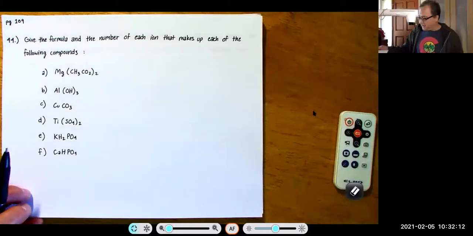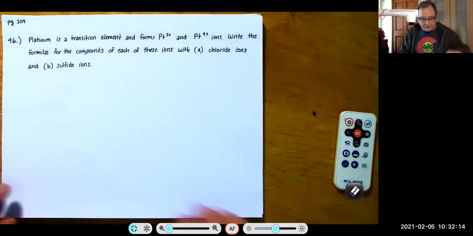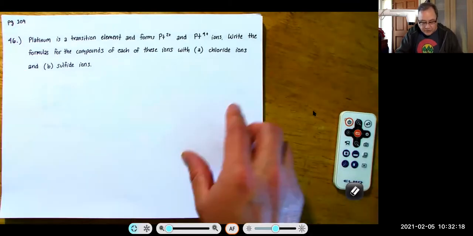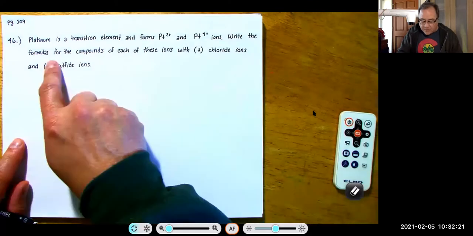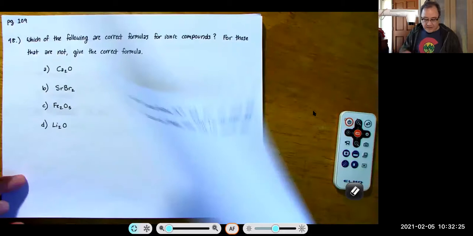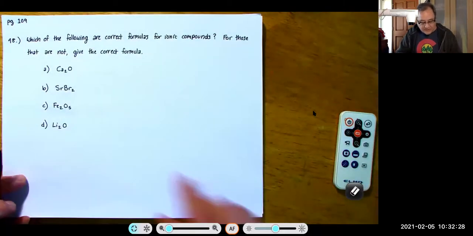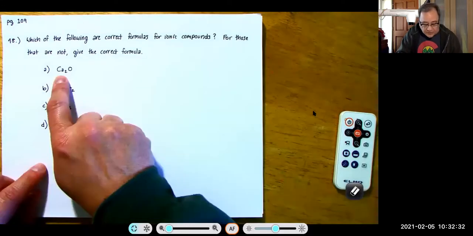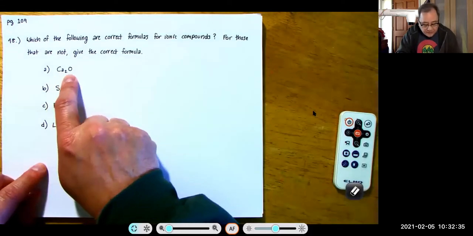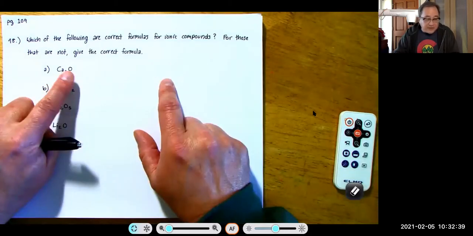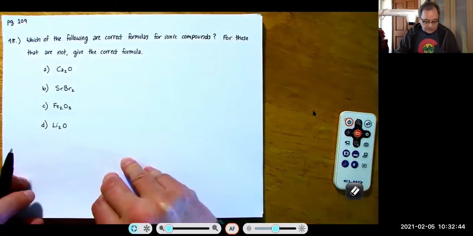Okay, let's move on. So here we have another one that's going to be pretty easy. Platinum +2, right, compounds where you have chloride ions and sulfide ions. We won't do that. Here, which of these are correct? Well, we do a little thing here where we look at calcium, see it's a +2. Oxygen is a -2. If we have 2 calciums, that's +4. If we have 1 oxygen, that's -2. That doesn't work because it doesn't add up to 0. So that's how you do a problem like this.